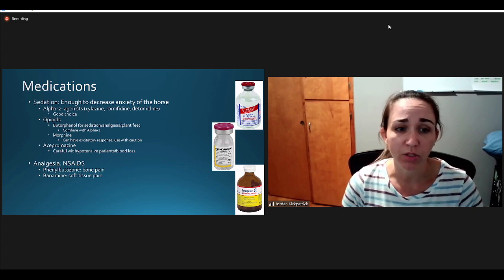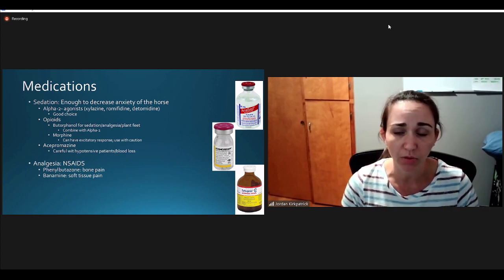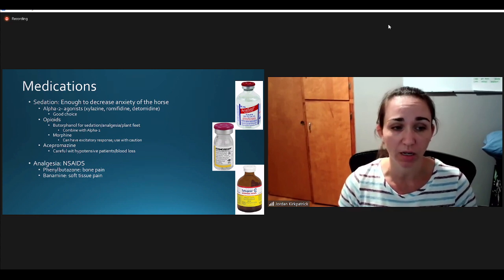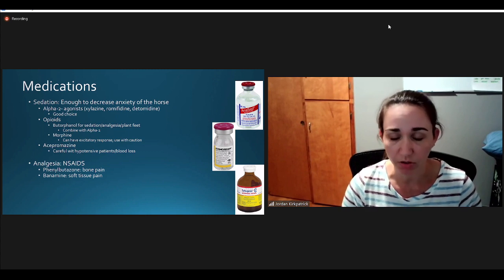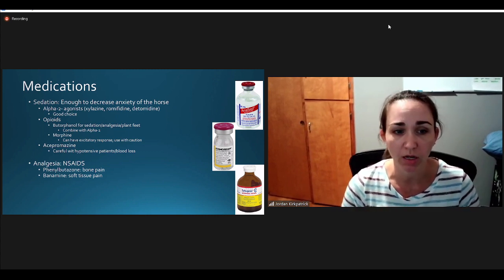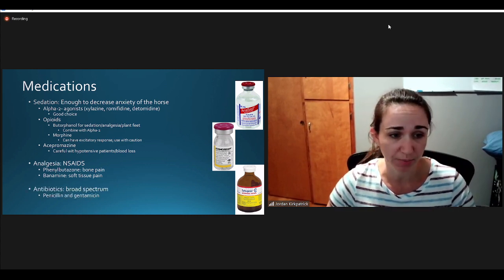Some analgesics, and the big ones we're going to use are NSAIDs. Here, phenylbutazone or bute is what we normally associate to treat bone pain, versus Banamine, or the drug name is flunixin meglumine, which is what we tend to use to treat soft tissue pain. So in general, for fractures, they're going to be on bute versus the Banamine.